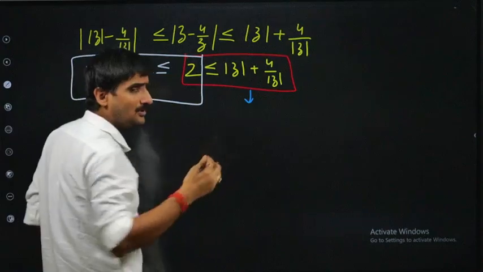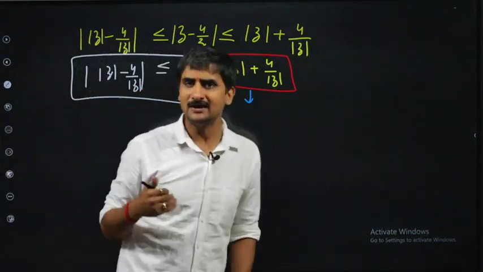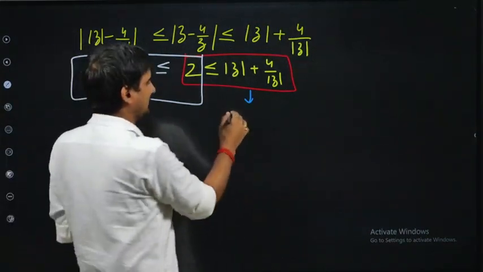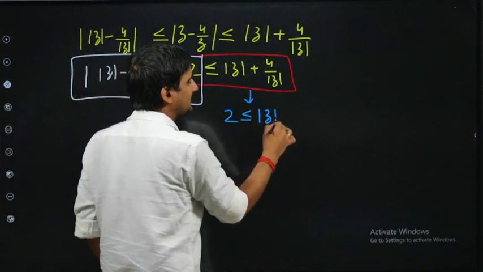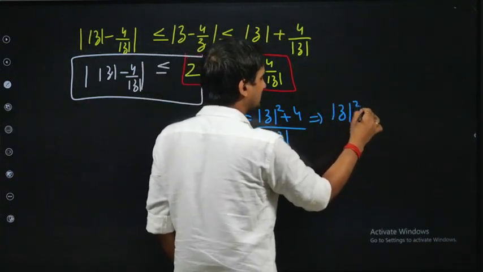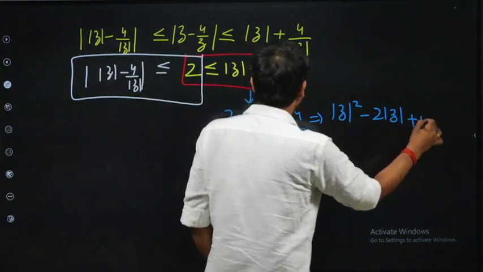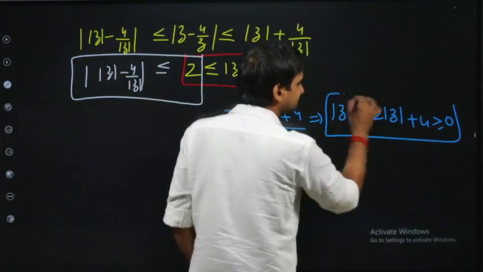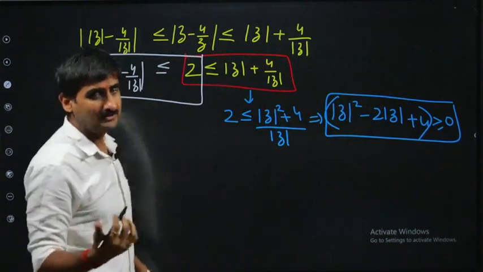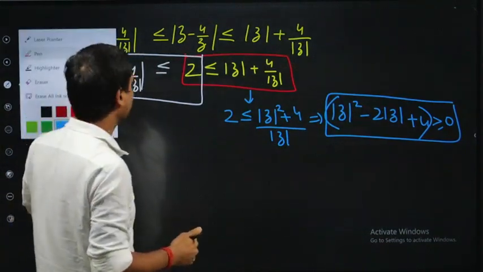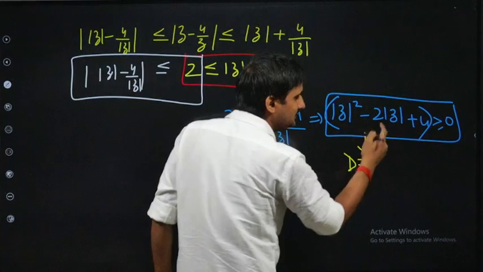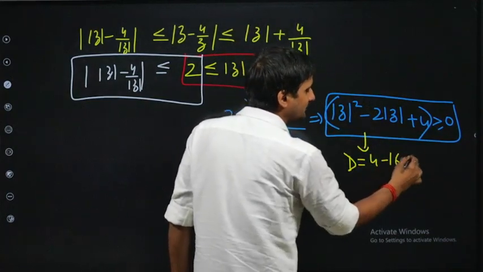Mod is always positive, so we have the liberty of multiplying the inequality by mod of z on both sides. So if I write it, 2 is less than or equal to, taking LCM, mod z plus 4 upon mod z, cross multiply, so we get mod z whole square minus 2 times mod z plus 4 is greater than or equal to 0. Isn't this left hand side a quadratic expression in terms of modulus of z? The answer is yes, that's a quadratic expression. If I write its discriminant, b square minus 4ac, it is less than 0.